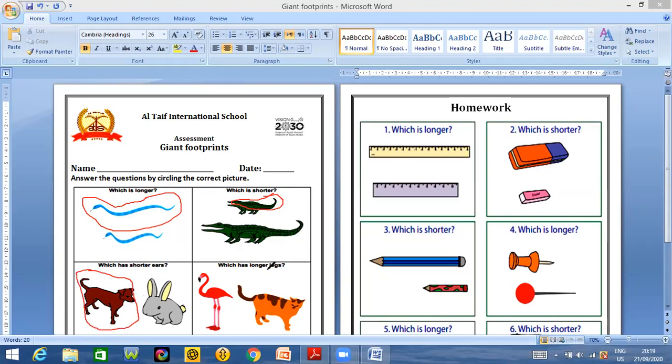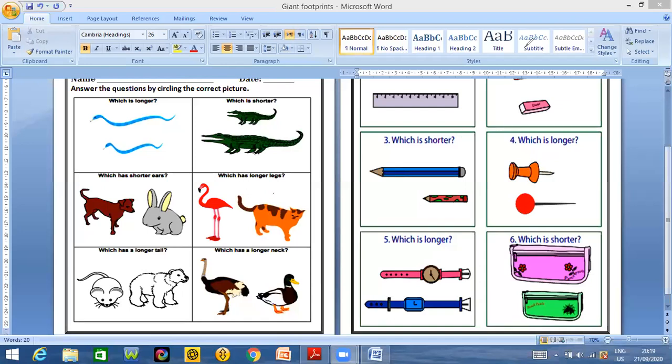Which has longer legs? Flamingo or cat? Flamingo has longer legs, right? Okay. Which has a longer tail? They're talking about the tail. So the mouse has a longer tail. Which has a longer neck? Duck or an ostrich? Ostrich has a longer neck.